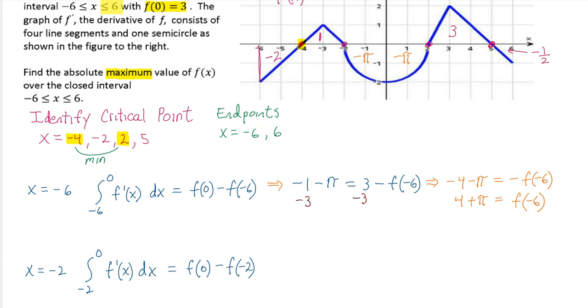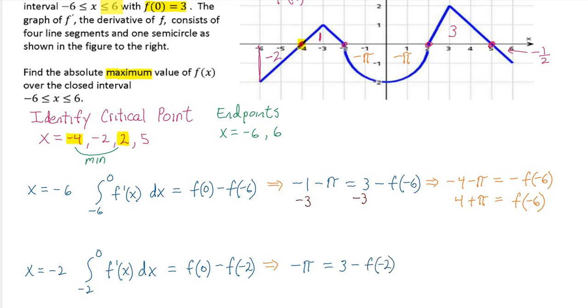All right, so here we go again. I need the area under the curve from -2 to 0. That's just negative pi. All right, look at that. That one was easy. Negative pi. That's going to equal f of 0, which again is 3, minus f of -2, which is what we're trying to find here.